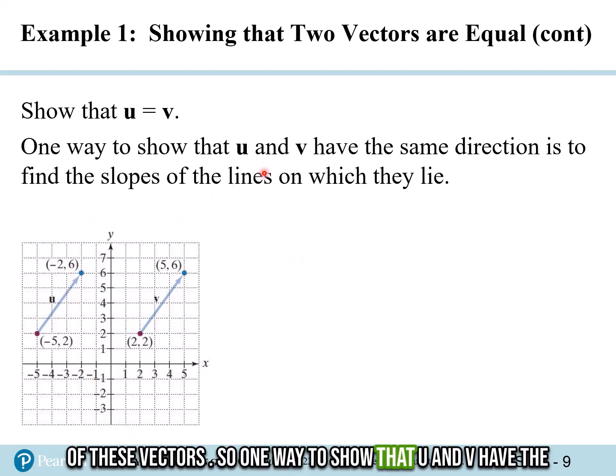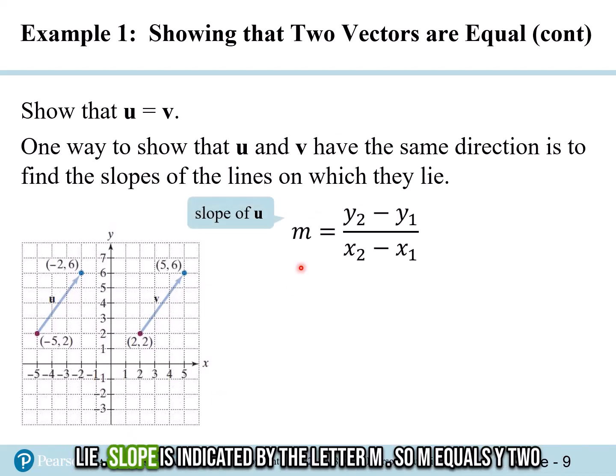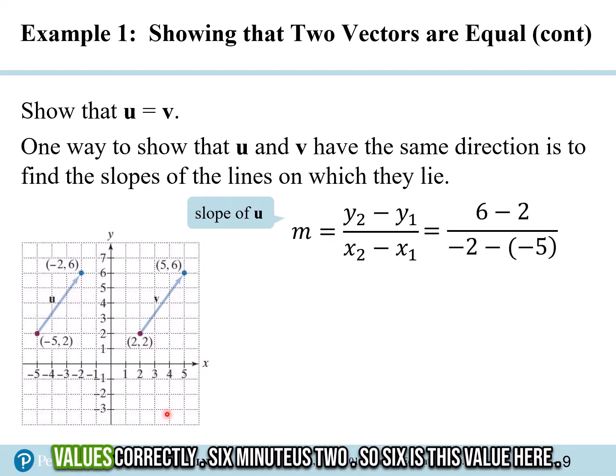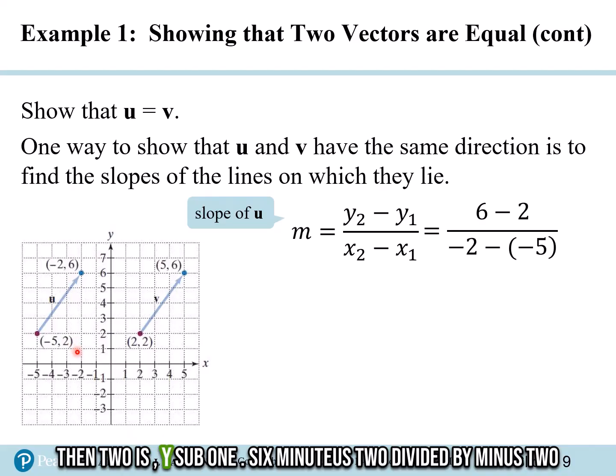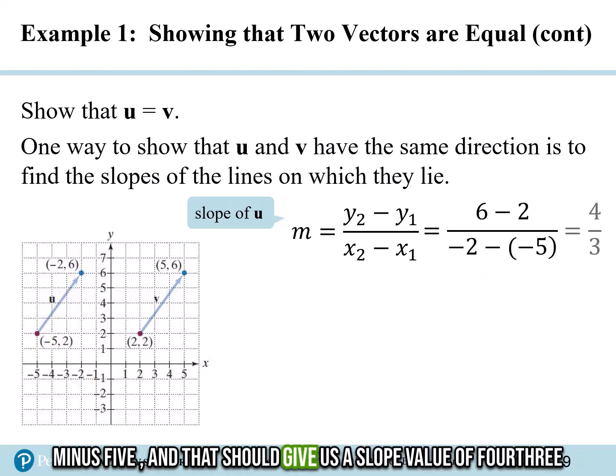So one way to show that u and v have the same direction is to find the slopes of the lines on which they lie. Slope is indicated by the letter m. So m equals y2 minus y1 divided by x2 minus x1. Plug in the values correctly. 6 minus 2. So 6 is this value here. Then 2 is y sub 1. 6 minus 2 divided by minus 2 minus minus 5. And that should give us a slope value of 4 over.